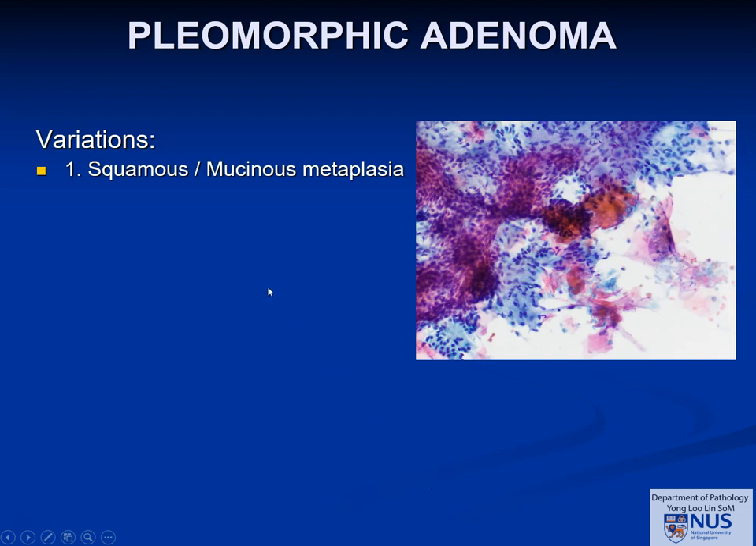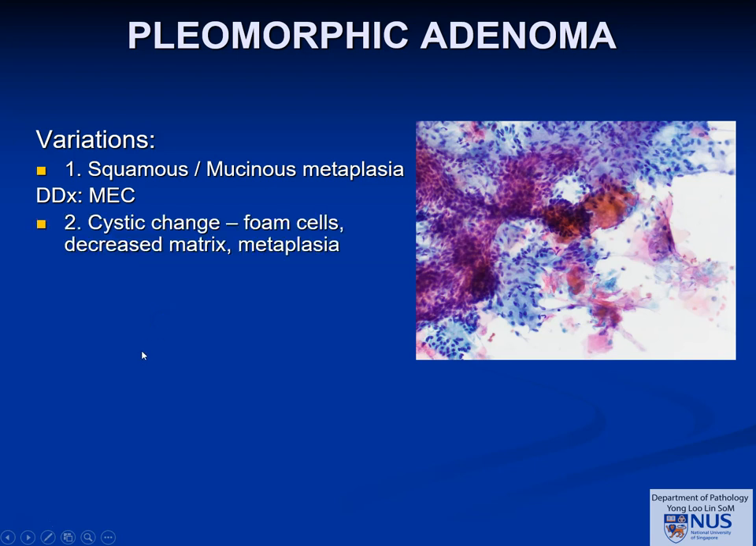You can sometimes get squamous or mucinous metaplasia. This is an example. You can see still very characteristic pleomorphic adenoma features here, but with some keratinized squamous cells. And of course, the differential diagnosis is mucoepidermoid carcinoma. There may also be cystic change, and sometimes if you're fortunate, you may see tyrosine crystals, but these are not really specific for pleomorphic adenoma. You really do have to rely on the epithelial and the stromal components.